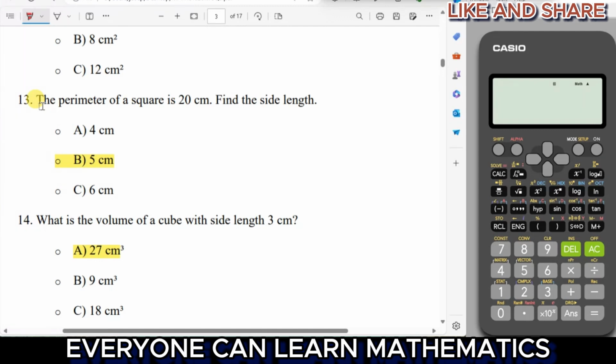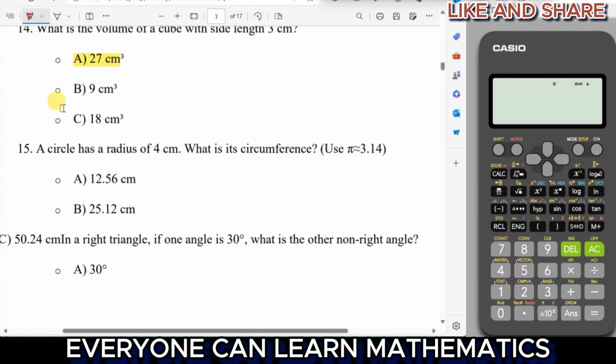Now we come to question 13. The perimeter of a square is 20 centimeters. Find the length. So we know a square, the perimeter is the sum of all the sides. And in a square, all the sides are equal. And once all the sides are equal, we divide 20 by 4 because we have 4 sides for a square. So 20 divided by 4 will give me 5. So the correct answer here is B.